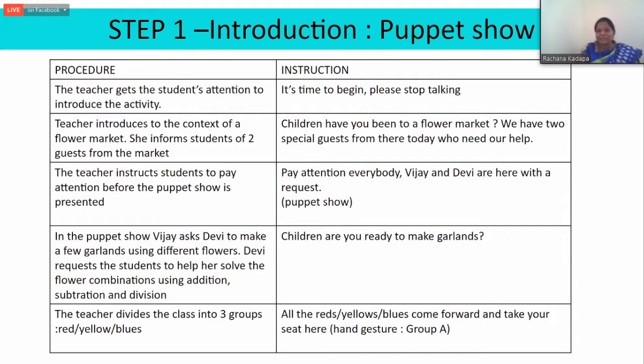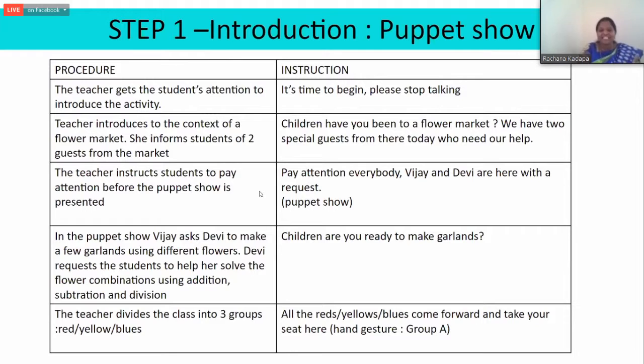And then puppet show. In the puppet show, we have to tell them what is there. So here, procedure, puppet show: Vijay asks Devi to make a few garlands using different flowers. Devi requests the students to help her solve the flower combinations using addition, subtraction, and division. Children, are you ready to make garlands?